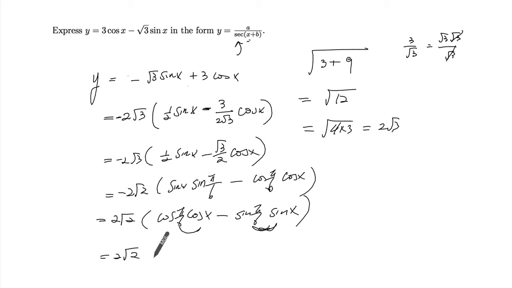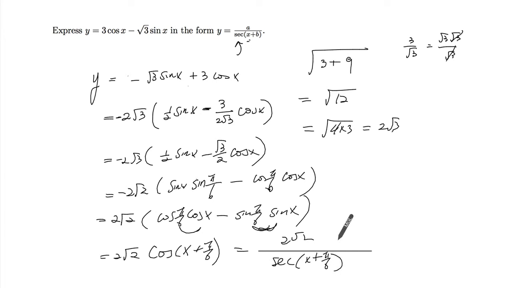And you can see this is going to be the cosine of x plus pi over 6, which is 2 root 3 over the secant of x plus pi over 6. So now it's in that form, where a is equal to 2 root 3 and b is equal to pi over 6.